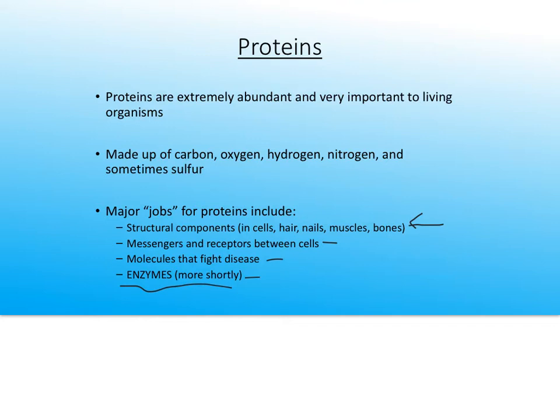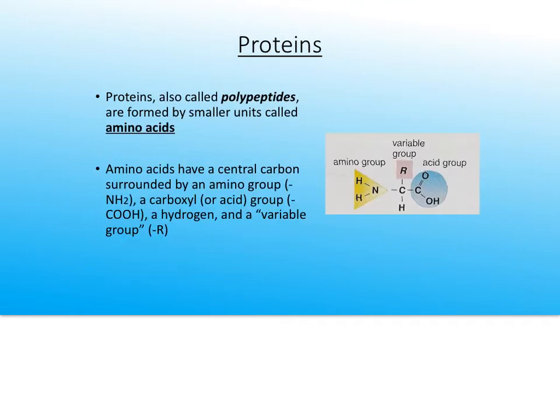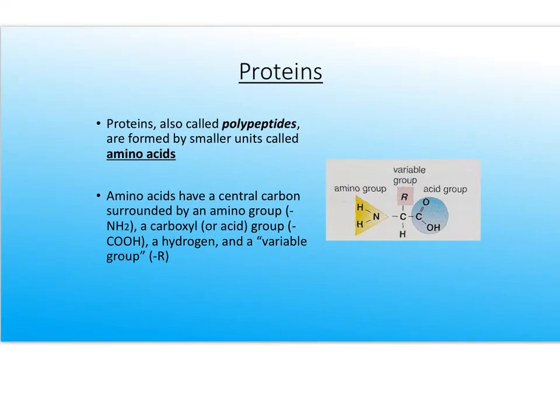A protein is also an organic molecule, so it's made out of carbon, hydrogen, and oxygen. But it also includes nitrogen in every single protein, and a lot of times it includes sulfur. So an alternative name for proteins is polypeptides. But every protein is built from smaller units called amino acids. So if your house was a protein, then all of the bricks that we use to build the house would be the amino acids.